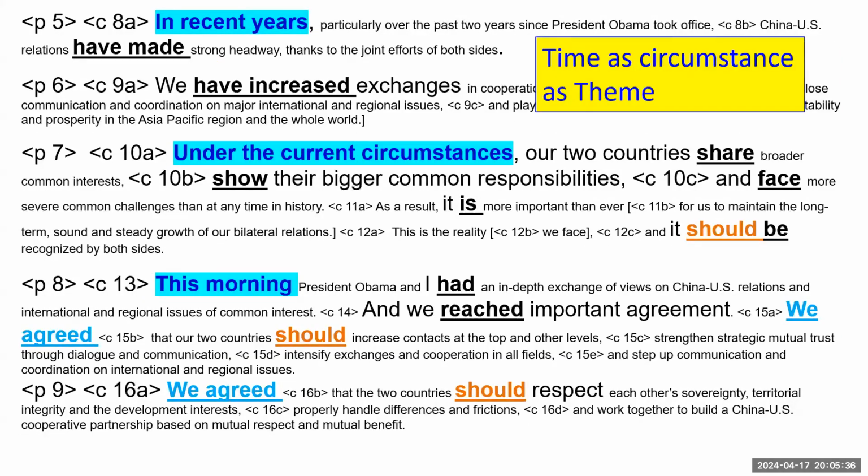Time as a circumstance allows the speech to progress through a time sequence and highlights that by putting it as theme. This is the architecture. The architecture is very much related to the choices of theme.